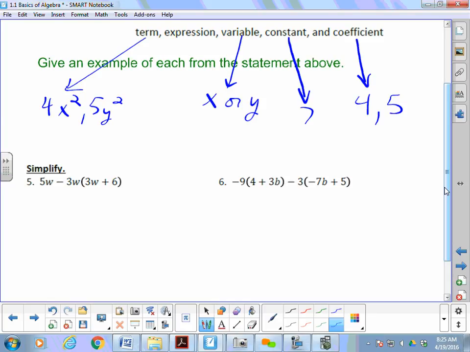Okay? So, we had parentheses. Can't do anything. Do I have exponents? No exponents. Do I have multiplication? All right? The multiplication is the negative 3w times 3w plus 6. So now we got to do the multiplication. 5w minus 9w squared minus 18w. All right, we have to distribute the negative 3w to the 3w plus 6. There's the multiplication. All right, now we can add like terms.